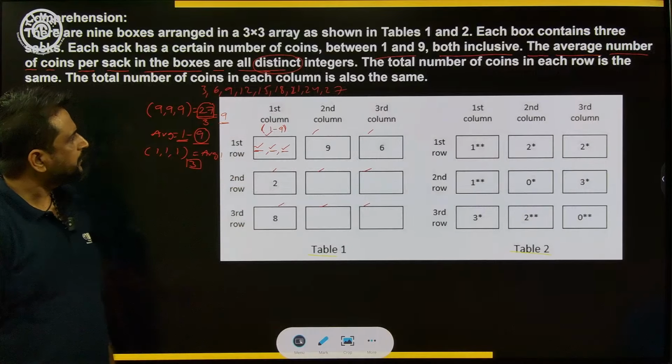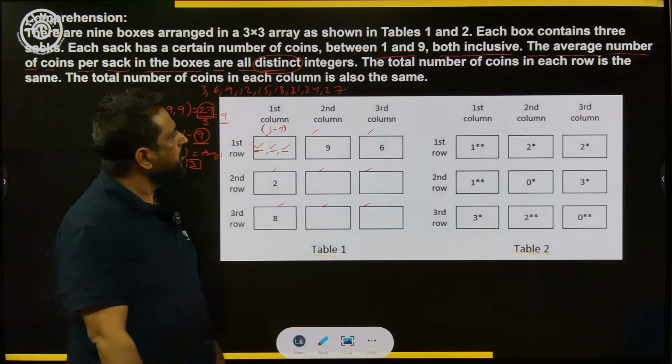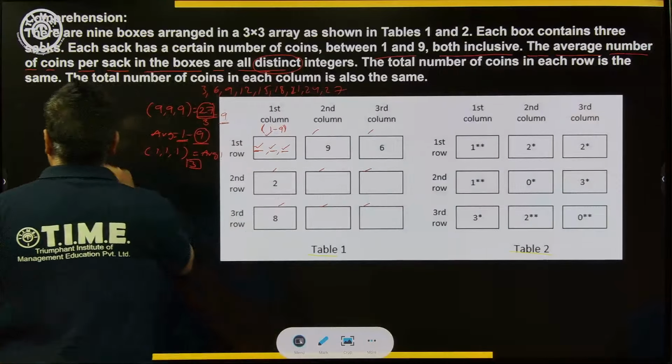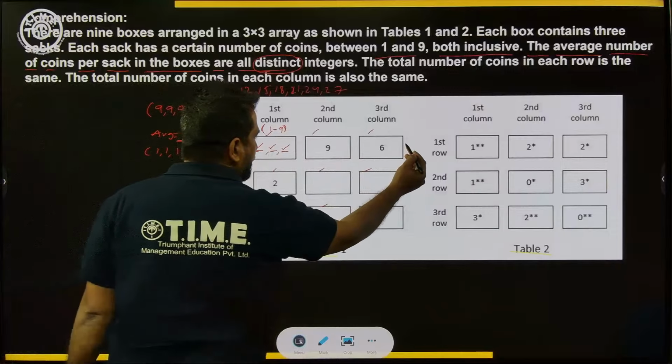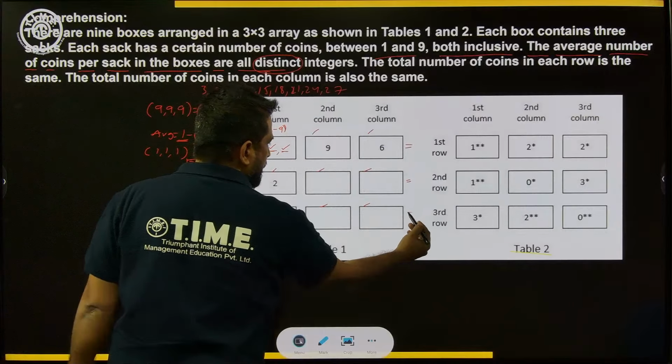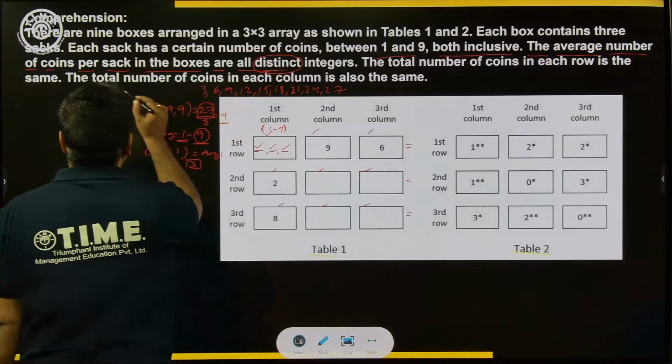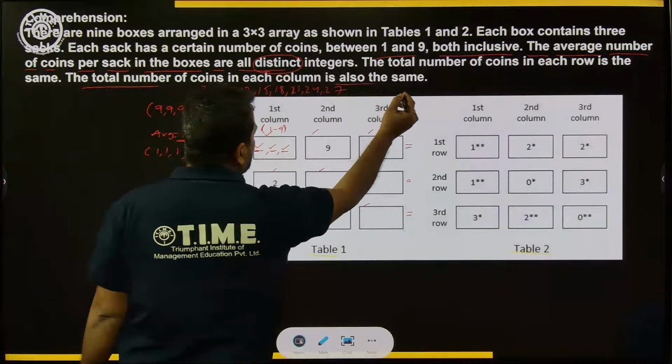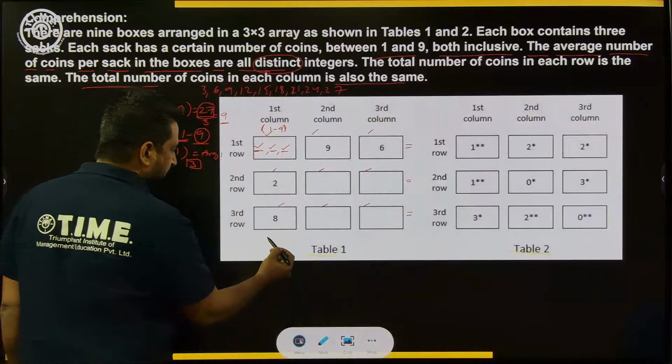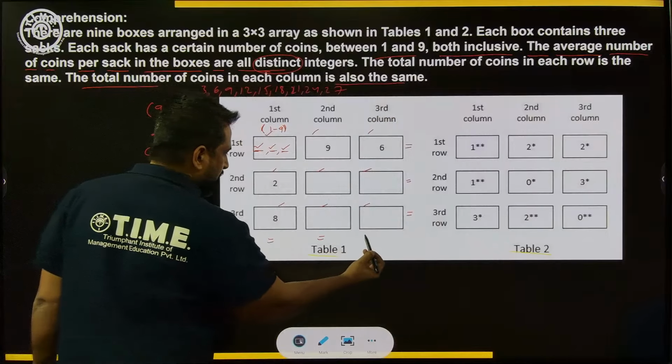Now, what else is given? The total number of coins in each row is the same. And also, the total number of coins in each of the columns is also the same. So here also it will be the same. In these three also it will be the same.